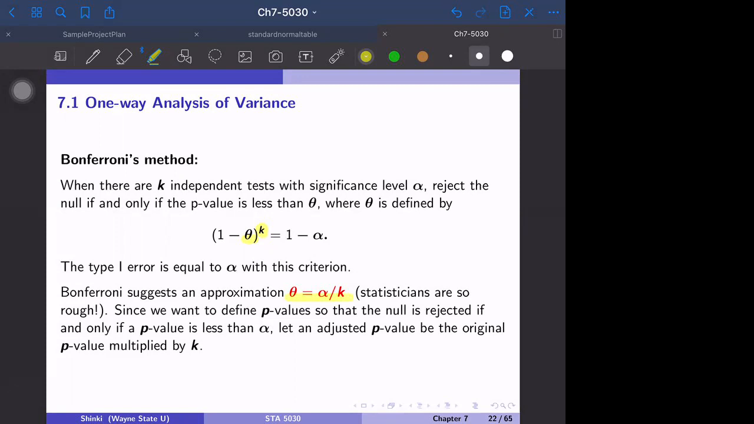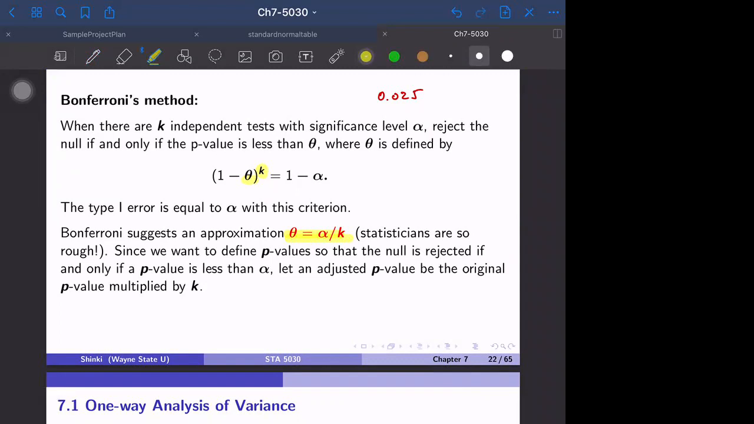For example, if we have the threshold for the p-value at 0.025 and we do 2 tests, basically we have about a 5% probability to reject either of the null hypotheses. So approximately we set theta equal to alpha over k, and this is called the Bonferroni method. This is a very rough approximation, but still, statisticians are rough, so we use this. Now we don't reject too many null hypotheses.